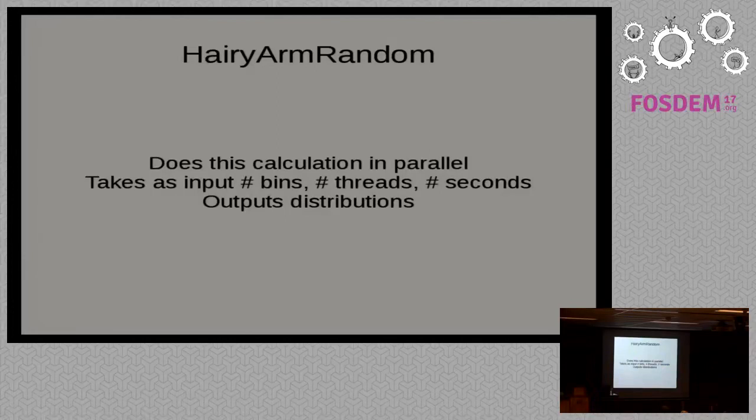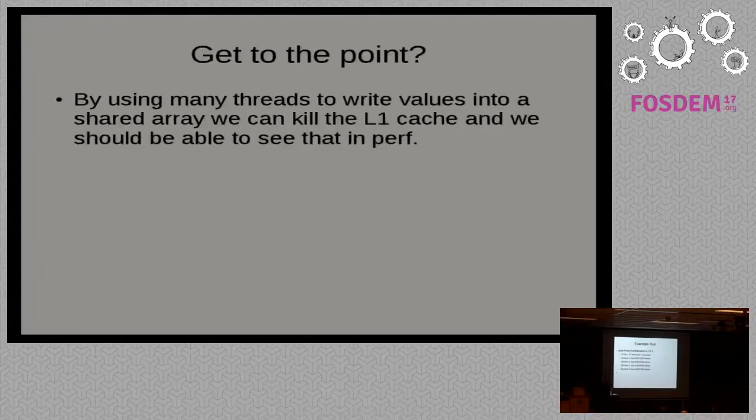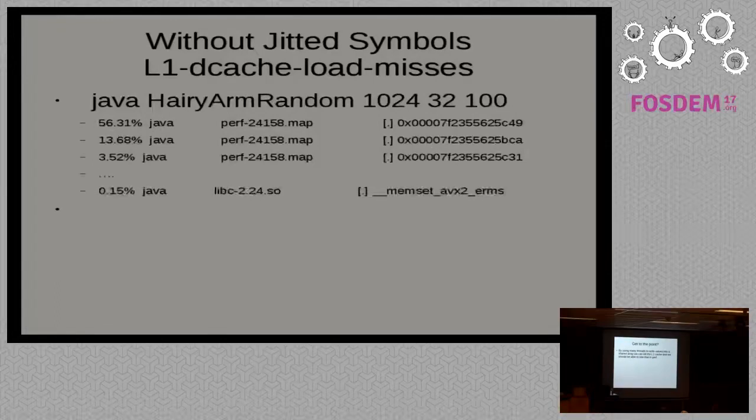And so I wrote a program that does a really parallel random number test like this, but bangs it all into one array, because I wanted to be able to show you perf. So here's just a sample example. If I ran with 4 bins and 10 threads for 1 second, you can see that Java random really does do a pretty good job of getting numbers equally distributed in the last bits. Okay, get to the point. I've gone off on a tangent. But the idea is that by using many threads to write into this array of bins, I can cause some cache problems, and we should be able to see those with perf.